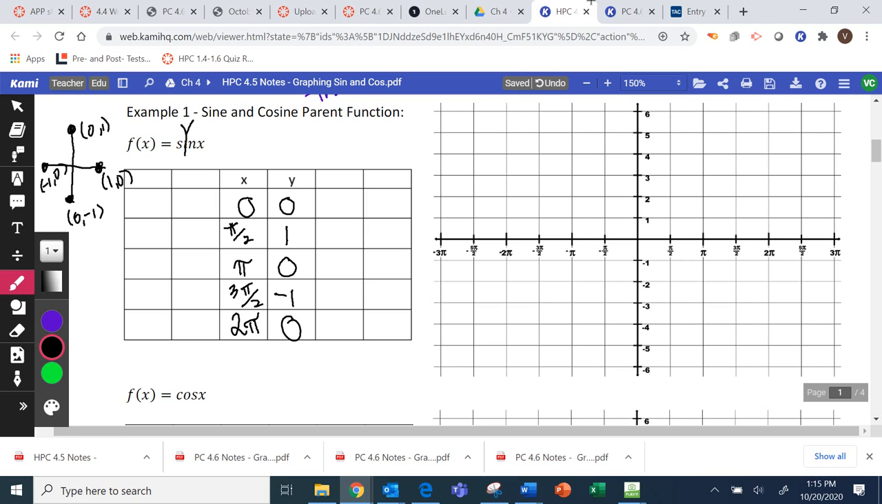Okay, and then we're going to plot those. And let's see, 0, 0. Pi over 2 is 1, pi is 0, 3 pi over 2 is negative 1, 2 pi is 0. And we're going to connect them with a nice smooth curve.